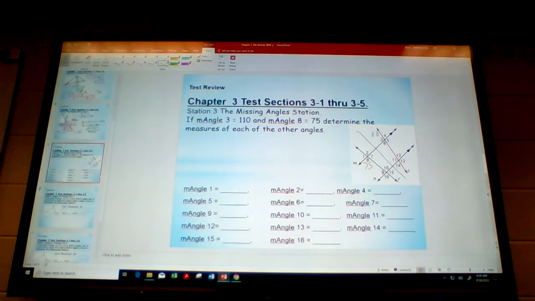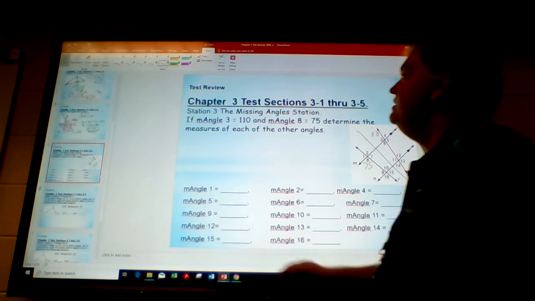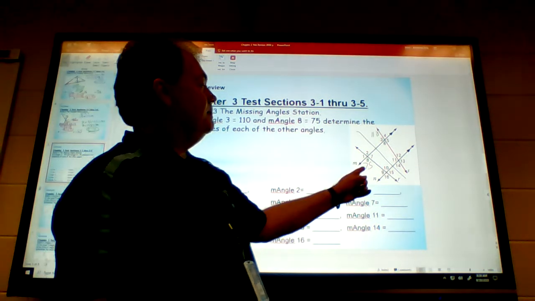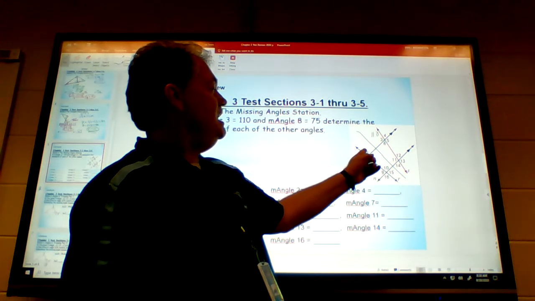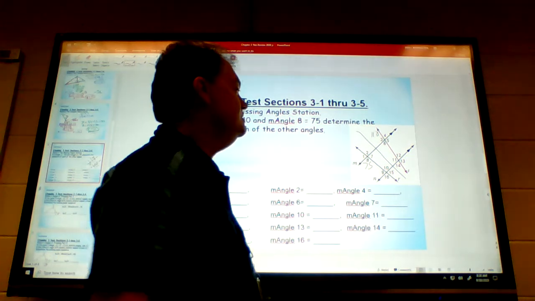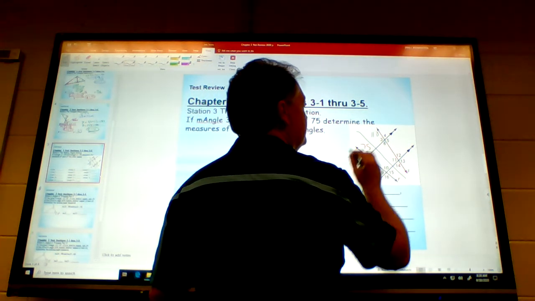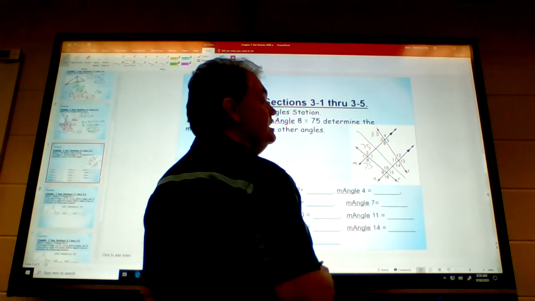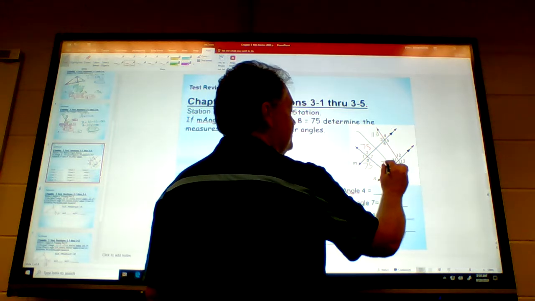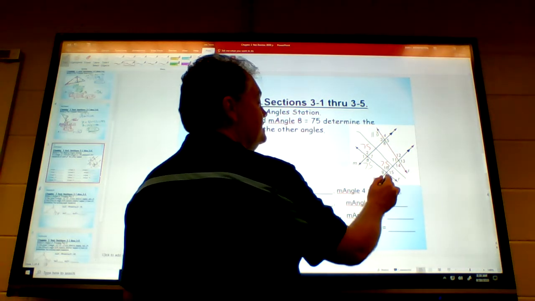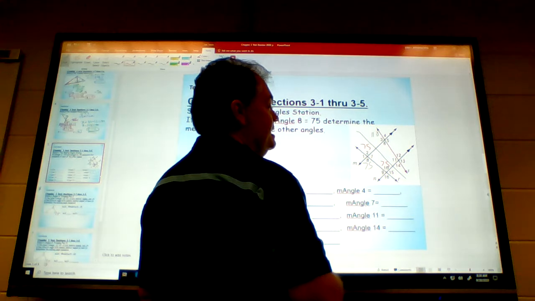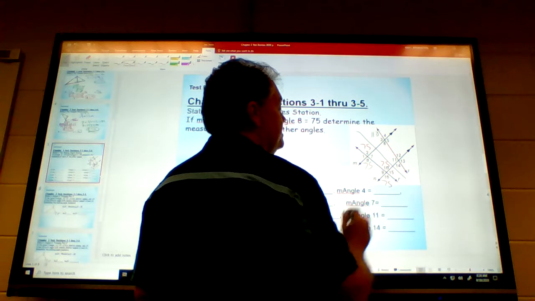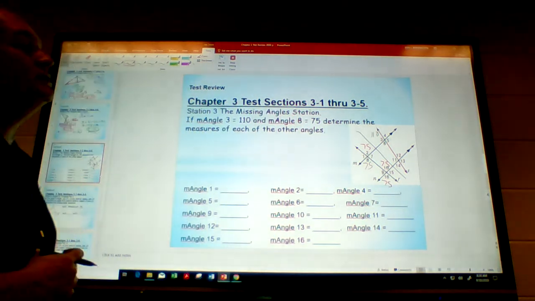All right, now I'll talk about this as I go through it so you can get the idea and see how it works. Well, first of all, let's look at the obvious. 75 and 2, those are vertical, so that means this also has to be 75. 8 and 10 are alternate interior angles, so that means this has to be 75 as well. Well, 8 and 16 also happen to be corresponding angles, so therefore they are going to be congruent. So those four angles there are congruent.